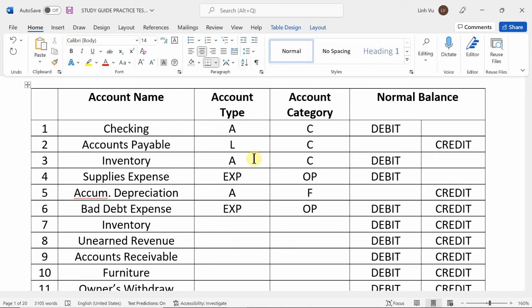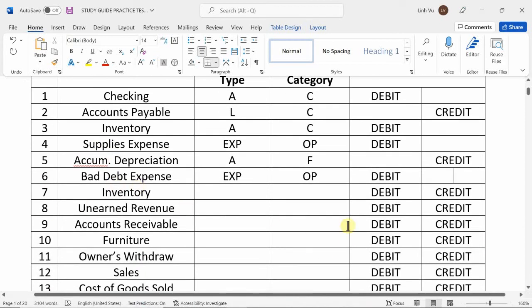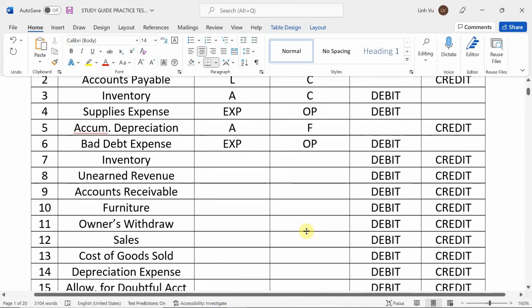Now, what kind of normal balance would a bad debt expense have? Yes, because it's just a regular expense, right? So you would treat it like a regular expense. So in this case, it would be normally debited. All right, I have another inventory in here, so we can skip that one. Okay. Next one. What about unearned revenue?